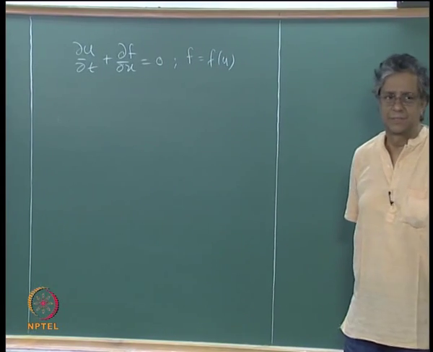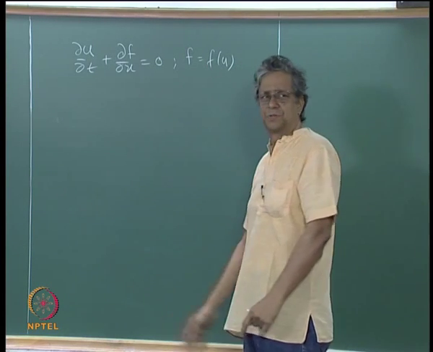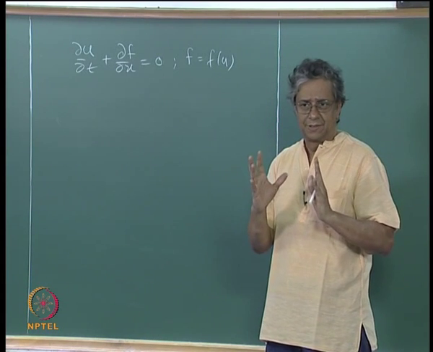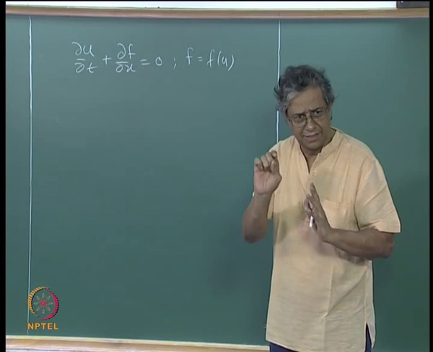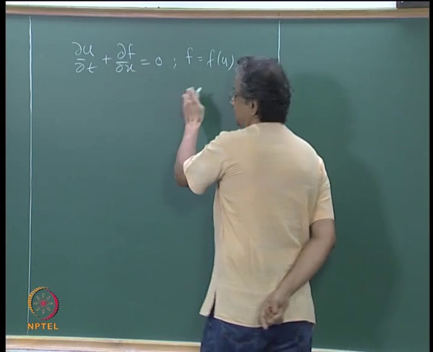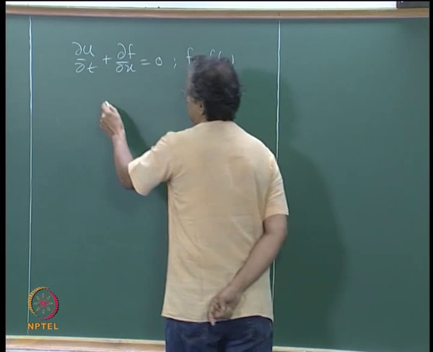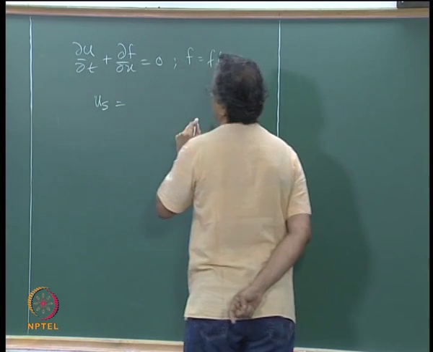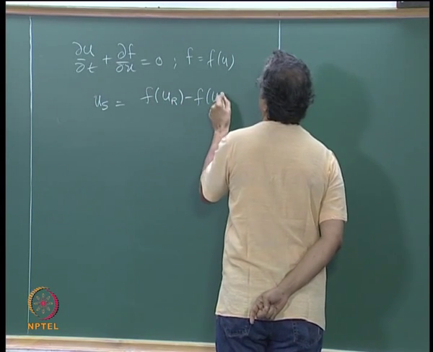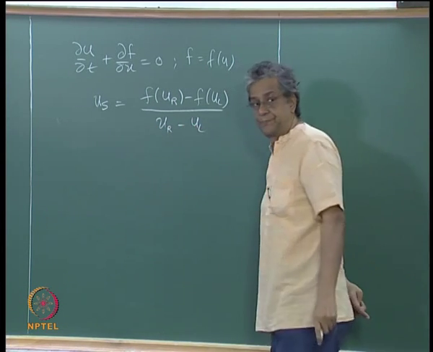You remember that across a shock, as we called it, across a discontinuity, because I had explained this model in terms of a small shock tube in which there is a tiny discontinuity, and we are trying to figure out what happens in that shock tube. So just to remind you, the propagation speed at that time was f(ur) minus f(ul) divided by ur minus ul, fine.